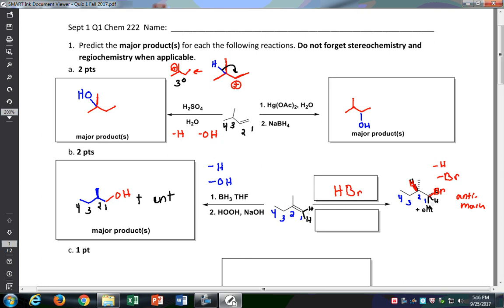And to have it anti-Markovnikov, I have to use peroxide to go through that radical reaction, which we now know how to do because we learned about that in chapter 11. So that's how you should be looking at this. What was added across the pi bond, that entails our reagent.